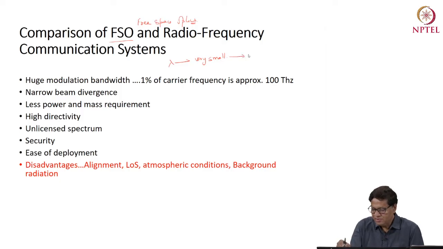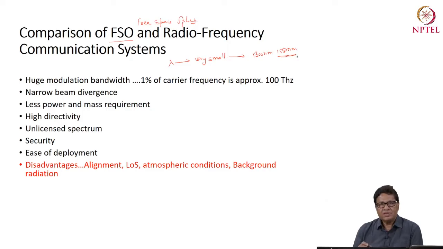As we have seen in traditional systems, the wavelength is of the order of 1300 nanometers or 1550 nanometers, right? Whereas in RF, the wavelength is very large, of the order of centimeters, or it can be millimeters now. So it is of that range, whereas it is in terms of nanometers here.